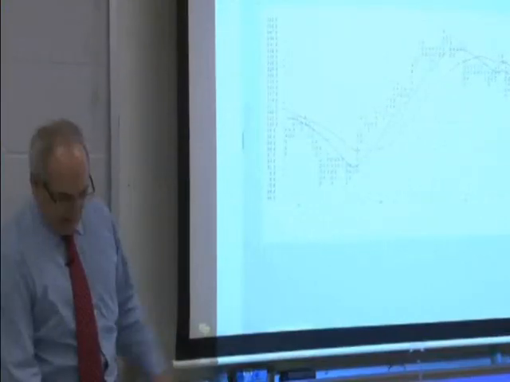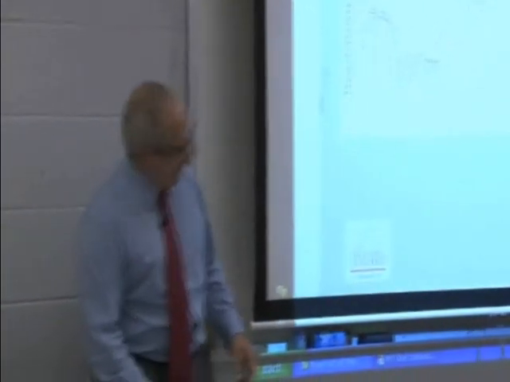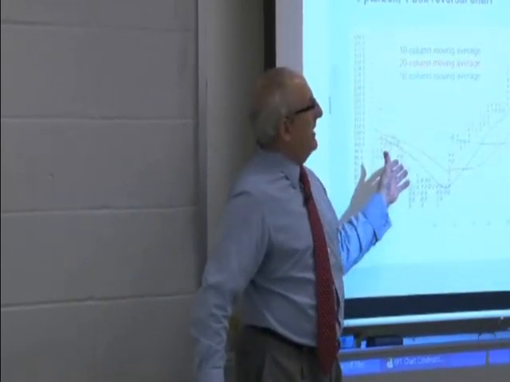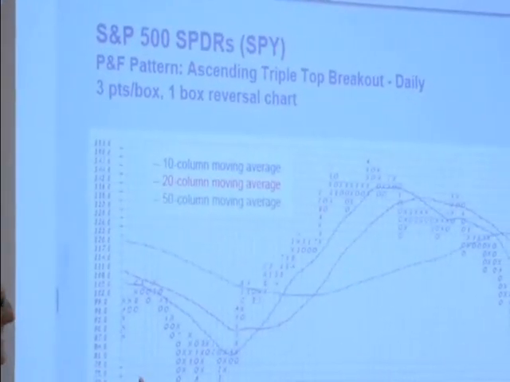The next one is Bollinger Bands. Oh, no, it's not. Sorry. It's my 10, 20, and 50. So now we've got the three moving averages on here.